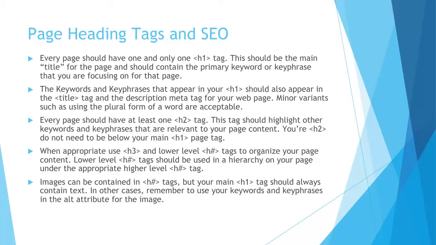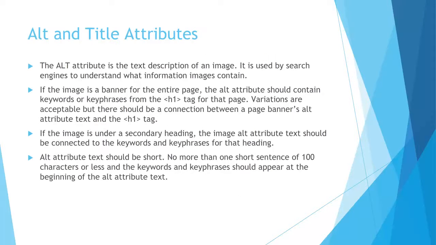So now let's go ahead and talk about two other elements, the alt attribute and the title attribute, and how you're going to use those on your page. Now, the alt attribute is simply a text description of an image. And this is used by search engines to understand what information an image is conveying to somebody who's actually looking at your page.